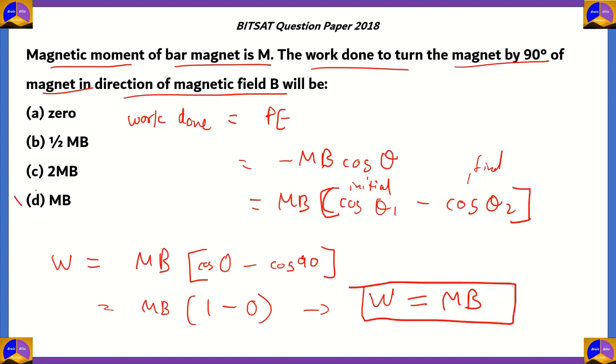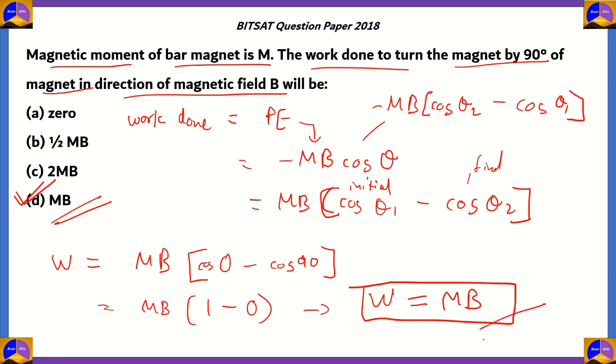So among the four options, the correct option is option B. Here we use the formula for potential energy. Potential energy is minus MB cos θ, so it's basically minus MB times (cos θ2 minus cos θ1). But then we took the minus inside, so it becomes MB times (cos θ1 minus cos θ2). From this formula, we applied the values of theta. First it's at 0, and then it's perpendicular, so it's at 90. And finally we got the answer: work done is equal to M times B, the magnetic moment times the magnetic field B.